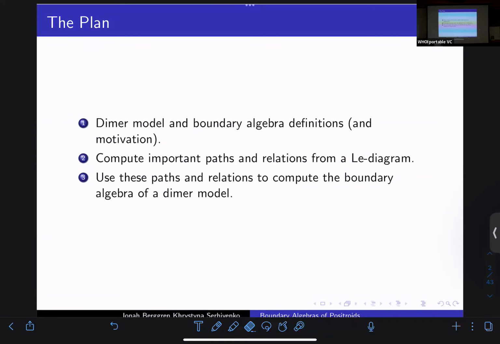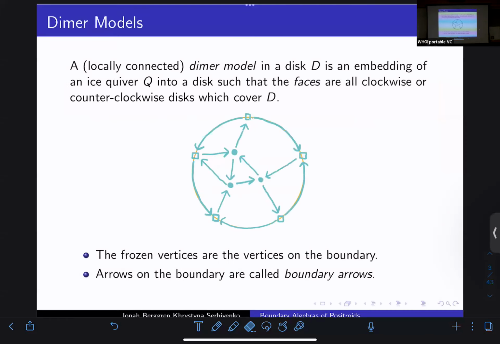We are going to compute some paths and relations, and then we're going to show that we've computed the right paths and relations. So, what's a dimer model? We're taking a quiver and we're embedding it into a disk. And it's important that we have clockwise faces and counterclockwise faces. All of our faces are clockwise or counterclockwise. We are considering our boundary vertices to be frozen. That's why they're boxes. It feels a bit sacrilegious to be drawing arrows between frozen vertices.